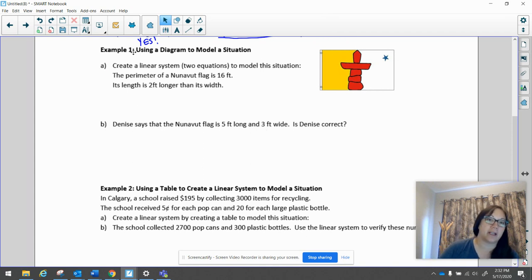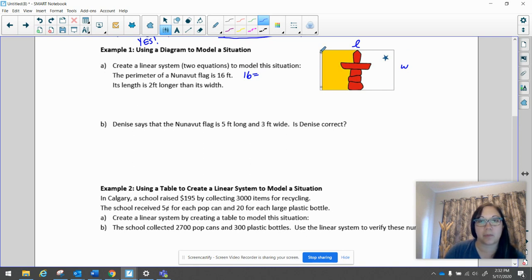So it tells us that the perimeter is 16 feet and that the length is 2 feet longer than the width. So first of all, let's label length and width on here, so we know what we're talking about. I'm going to call that the length and that side the width. What they're saying in the first sentence is that the perimeter is 16 feet. So 16 feet is going to be equal to what goes all the way around. That's what perimeter means. So the perimeter would be a length plus a width plus a length plus a width, in other words, 2 lengths plus 2 widths. And it's also saying that the length is 2 feet longer than the width.